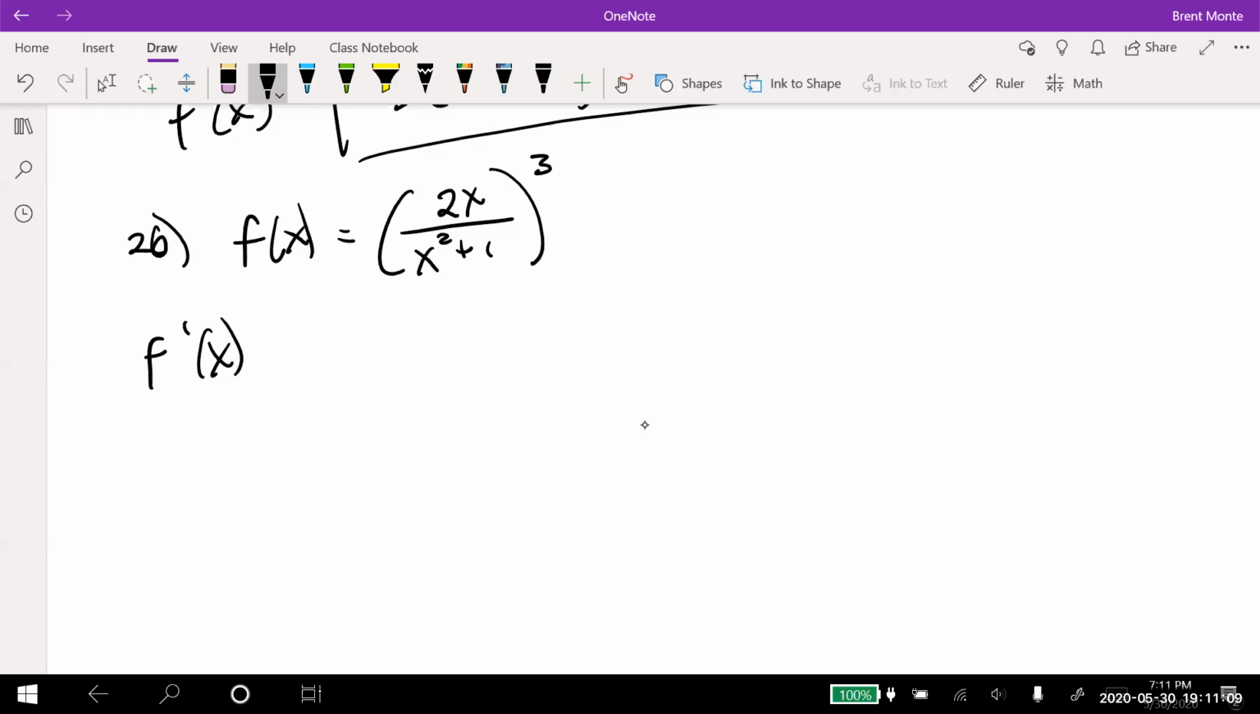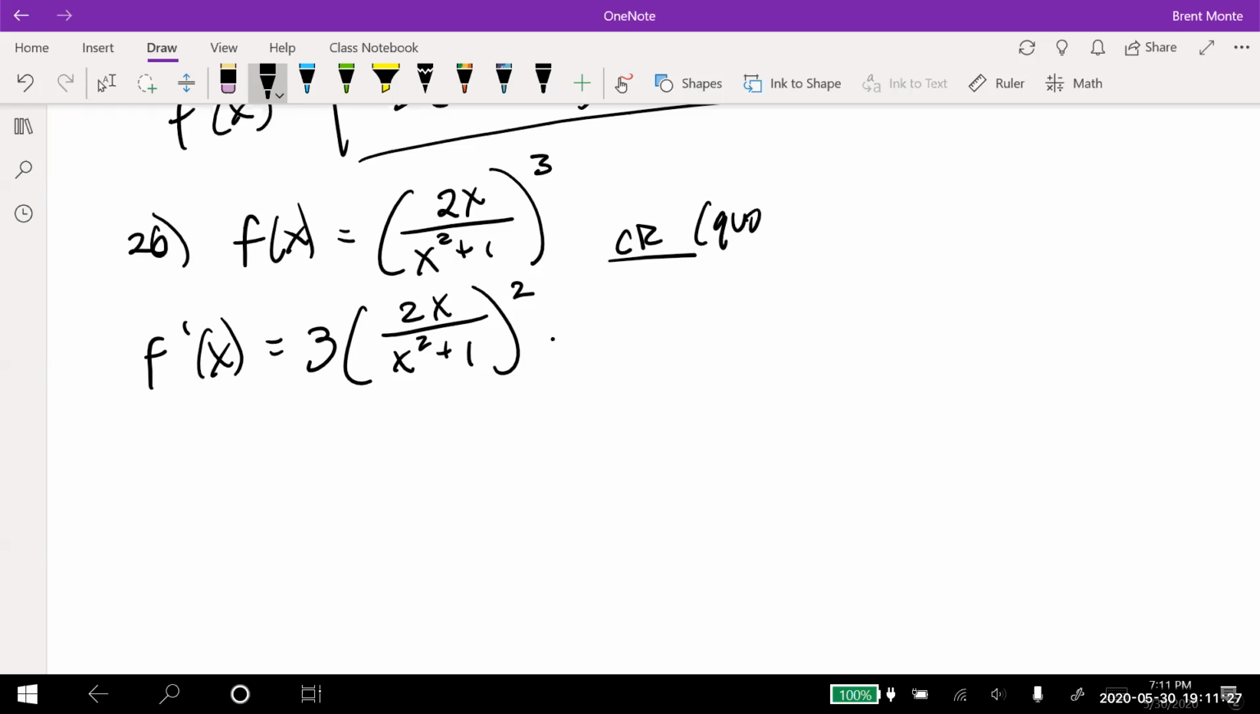Let's think how I do it. I bring that 3 down. Then it's times all this stuff to the second power. But then times chain rule, the derivative of the inside. Ugh. The inside's a quotient. I have to use the quotient rule. I'm going to write it up here. Low d high minus high d low. Square the bottom and away we go.